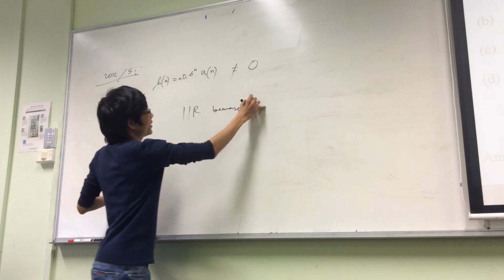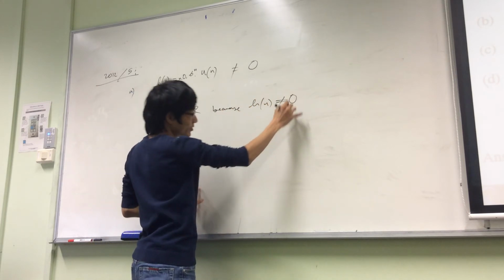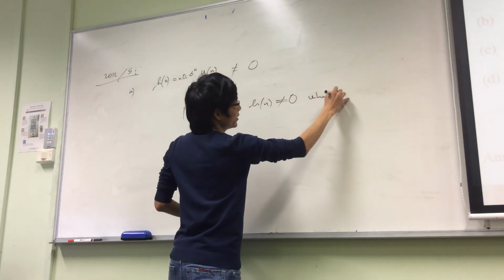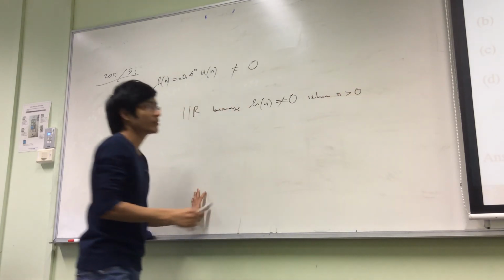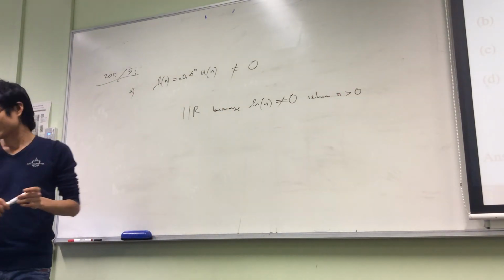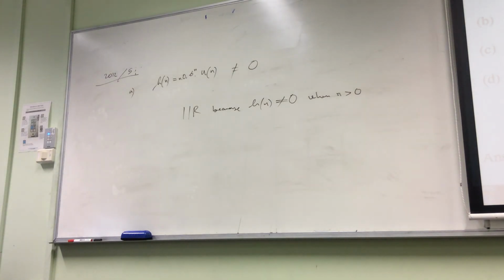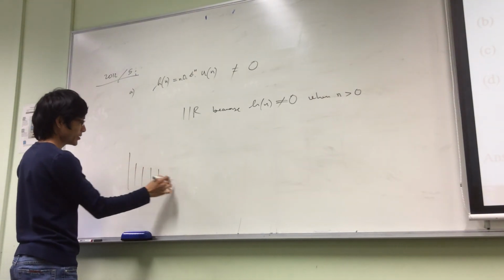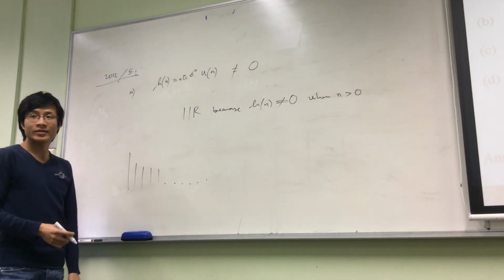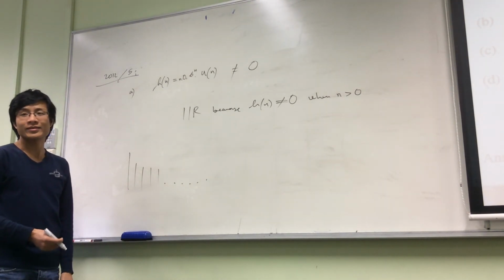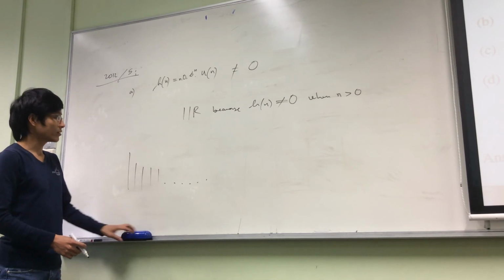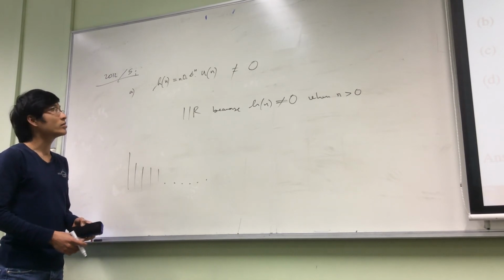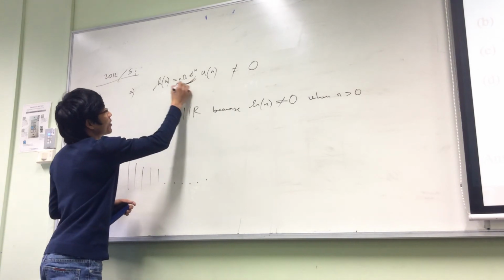Because h[n] will never equal 0, which is infinity when n is greater than 0. How can it be finite? Something finite is like this: it stops. Yeah, this is finite. How can I know it by the equation? Because of this one.